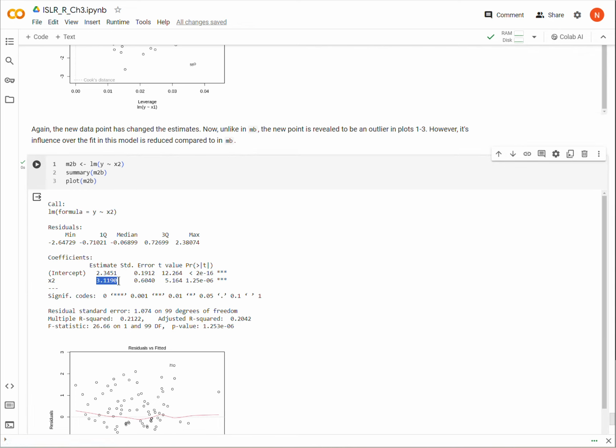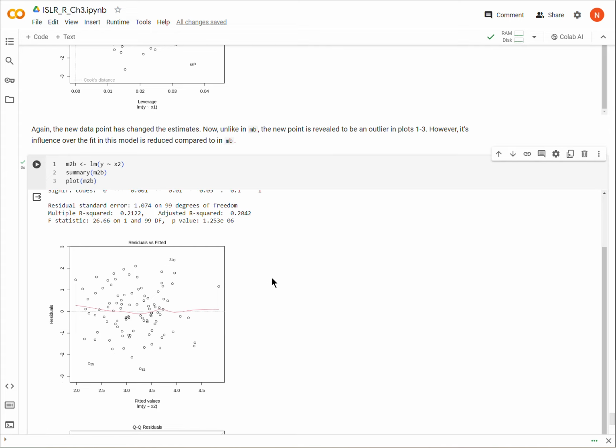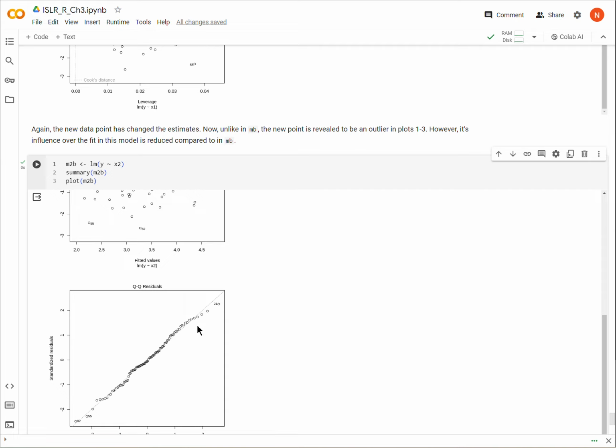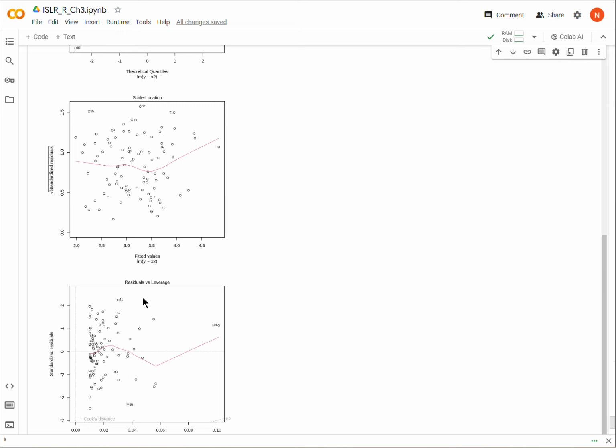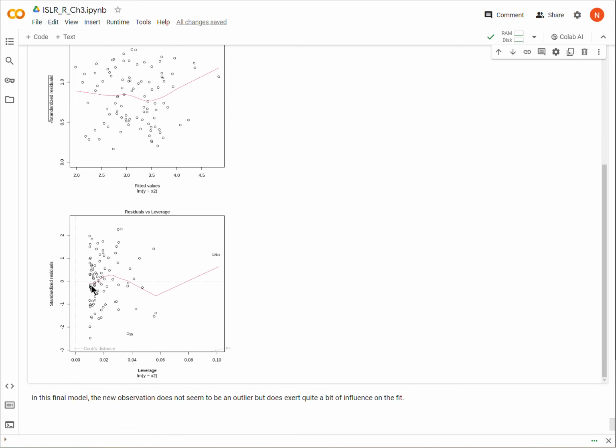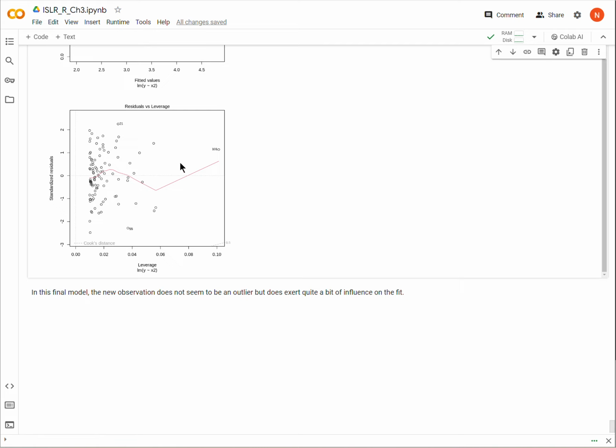Now with x2, here's our estimate for the beta coefficient. This is close to what we believe it should be, and now we go through the plots here. In this view, the new data point does not really seem to be much of an outlier. Finally, we get all the way down here. Even though it is not much of an outlier, it has a high leverage point, but because it does not have a huge residual, it may not be exerting a lot of influence on the fit of this model. That is it for this one.